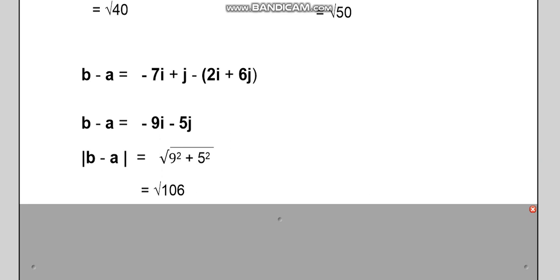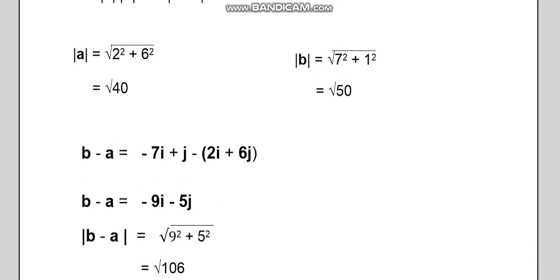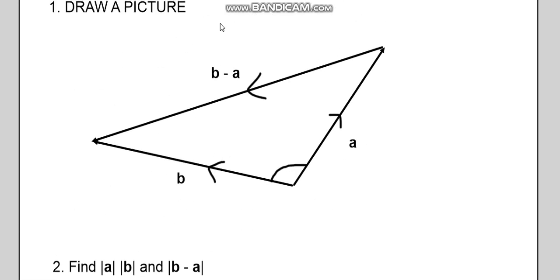So let's write those on our diagram then. So we've got A, the magnitude of A is root 40. The magnitude of B is root 50. Okay, and the magnitude of B minus A is root 106. And again, that looks about right. This vector is longer than these two. Okay, so we're happy with that. And this is the angle we're calculating.